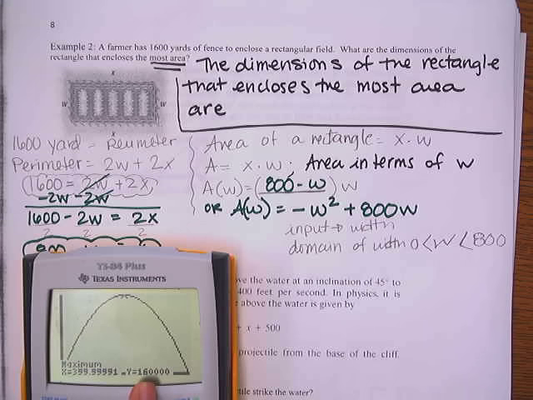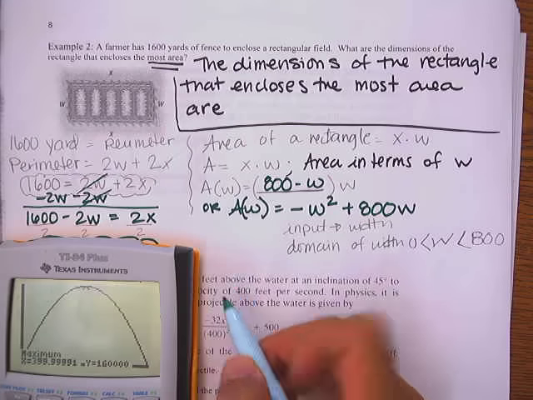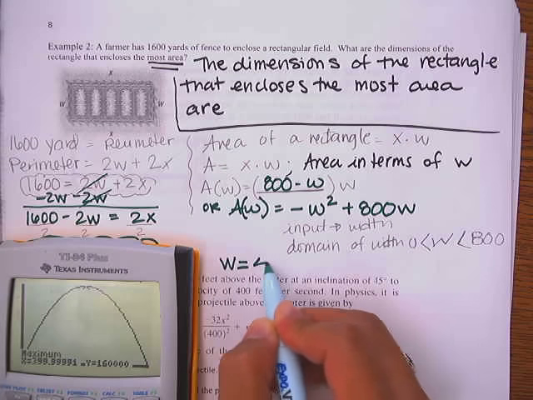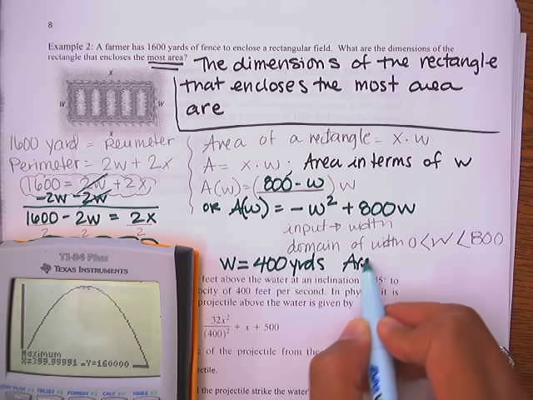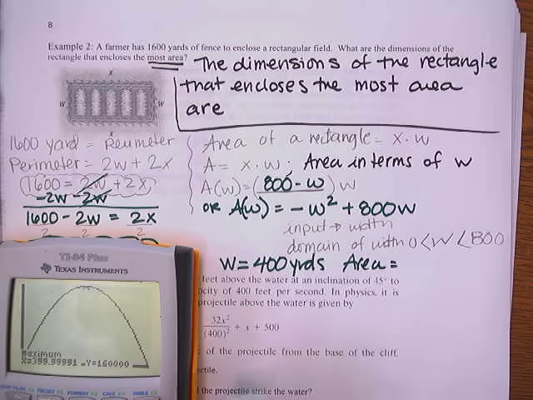I'm not looking for the largest area. I'm looking for the dimensions. So if you look at this, this is 0.999, and then if you round it to a whole number, x should be 400. Well, x is really w in here. So based on your calculator, w is 400 yards. Okay. Area, I'm not asking for. I'm just writing down the information.